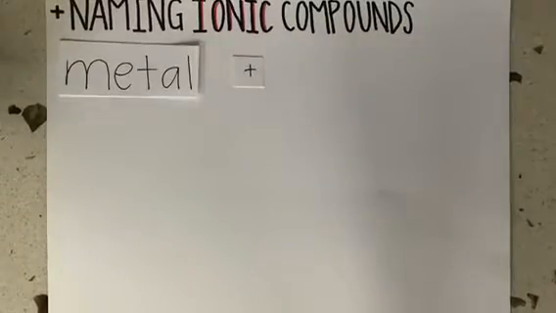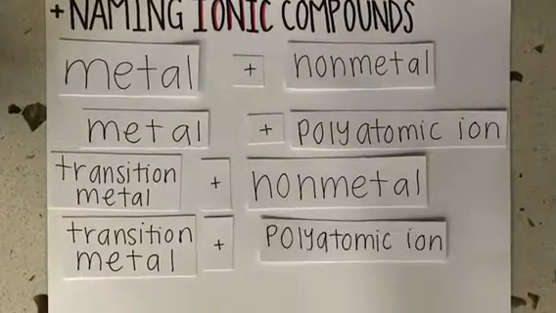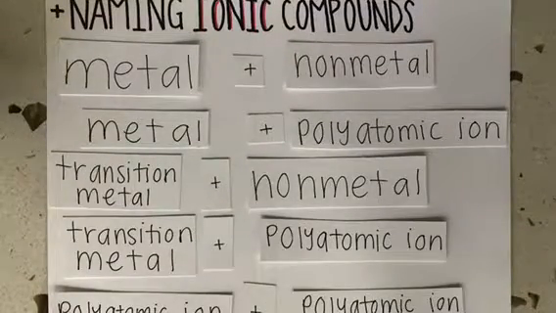In this video, I will talk about 5 configurations of ionic compounds. They can be formed between a metal and nonmetal, a metal and a polyatomic ion, a transition metal or post-transition metal and nonmetal, a transition metal or post-transition metal and a polyatomic ion, and 2 polyatomic ions.